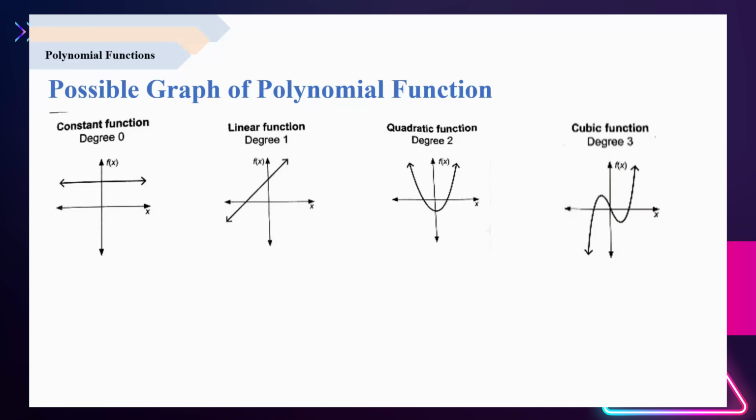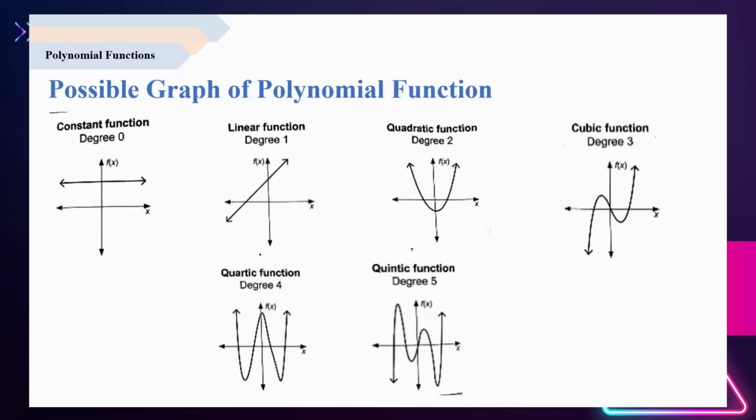Sa quartic function with degree 4, meron naman tayong 3 turning points, na kung saan makikita nyo dyan ang ating graph. So pag sinabi nating turning points, ayan yung time na kung saan lumiliko yung ating graph. Quintic function naman, kapag ang pinakamataas na exponent ay 5, meron siyang 4 turning points. So yan yung possible graph niya. So those are the possible graphs of polynomial function.